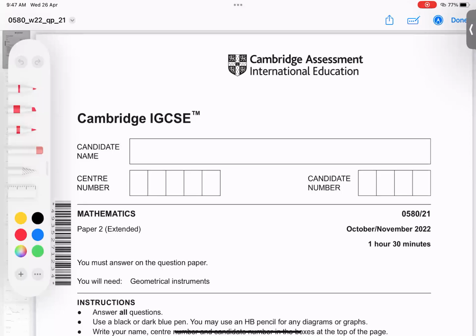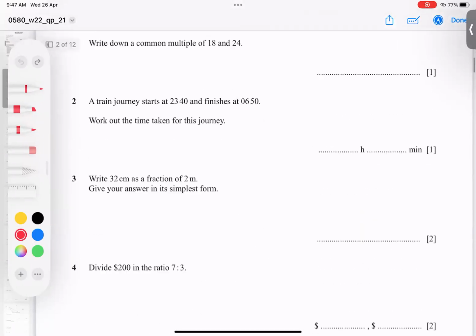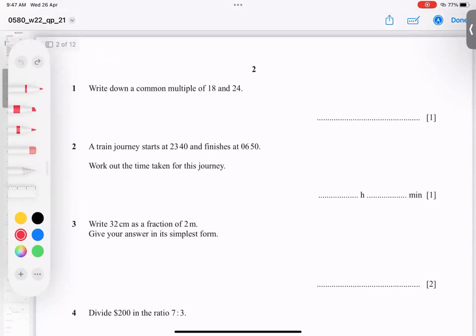Bismillah ar-Rahman ar-Rahim. This is the October 2022 paper, variant 21, and I'm going to solve paper 2. So get ready. The first question we have here: write down a common multiple of these numbers.